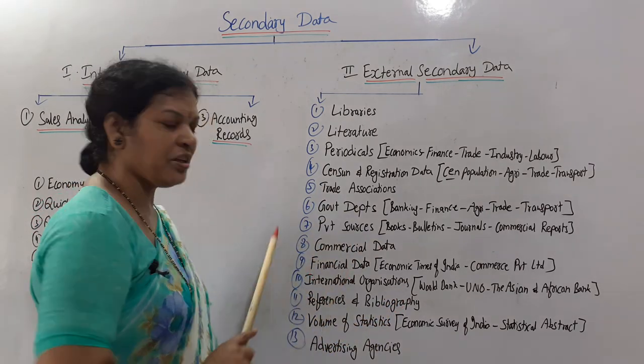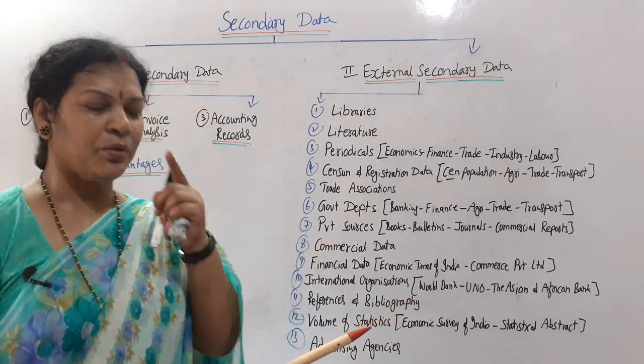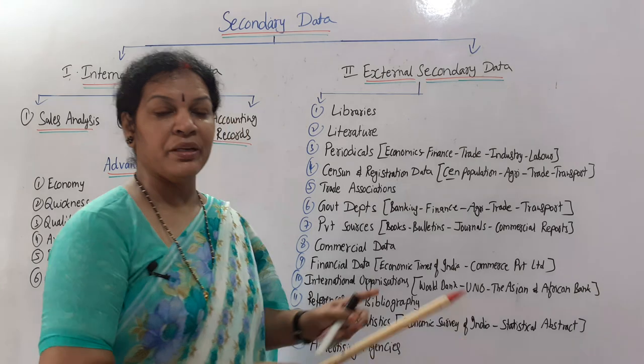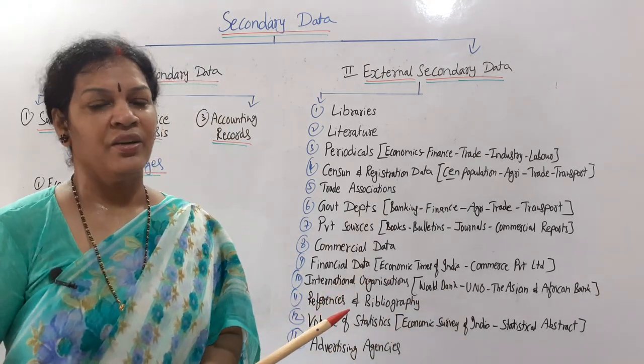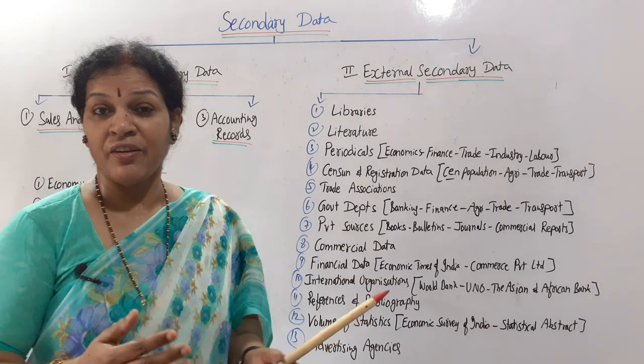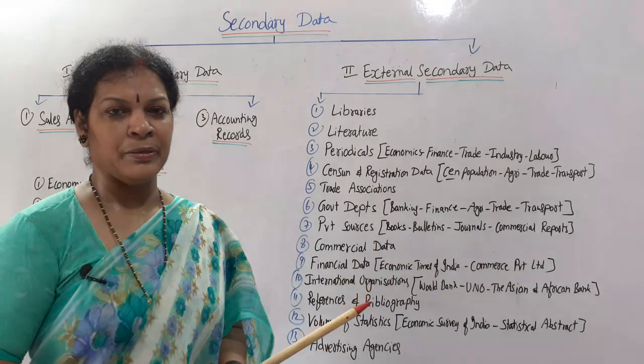Another one is financial data. Any finance related data you want, you can use the Economic Times of India and also Commerce Private Limited. These two are useful to collect the financial data. Of course, from the companies also, we can go directly to the company websites. Another one is international organizations.